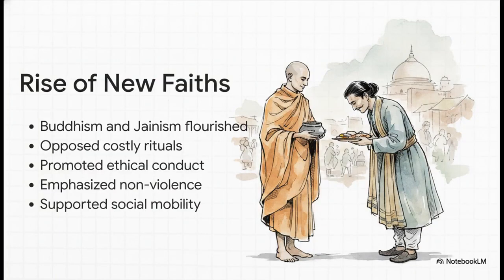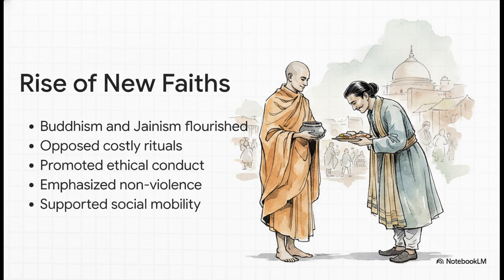But the changes weren't just about getting rich. They were deeply, deeply spiritual too. This same period saw the explosion of major new religious movements, most notably Buddhism, founded by Gautama Buddha, and Jainism, associated with Mahavira. So why did these specific religions suddenly take off exactly at the same time cities were booming?